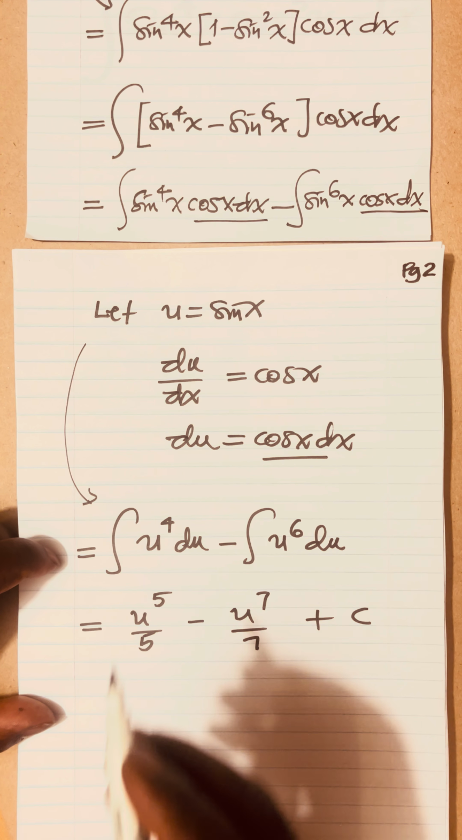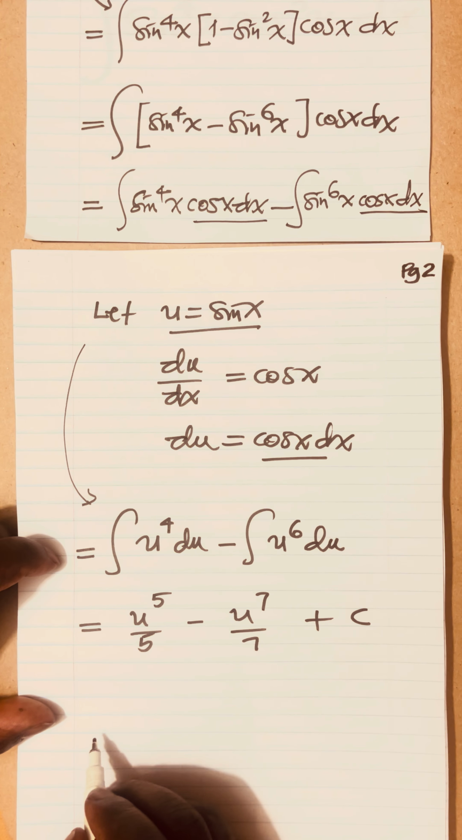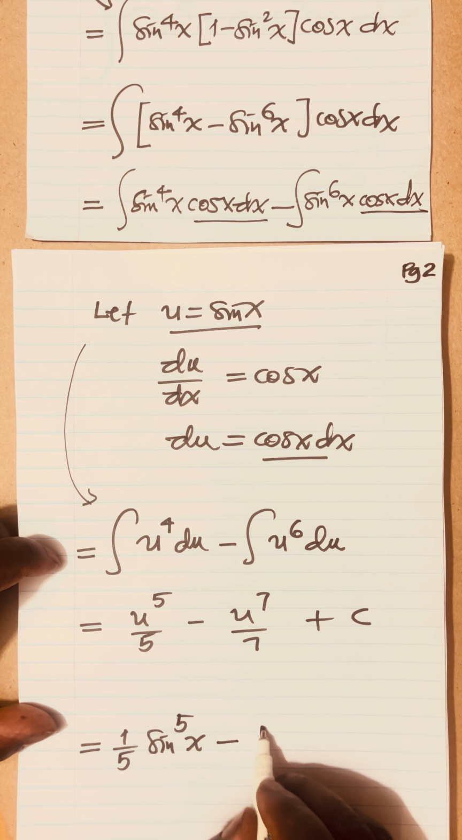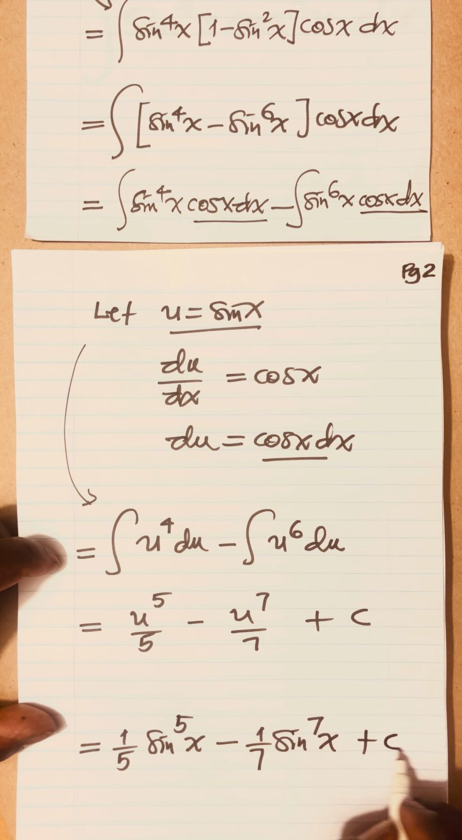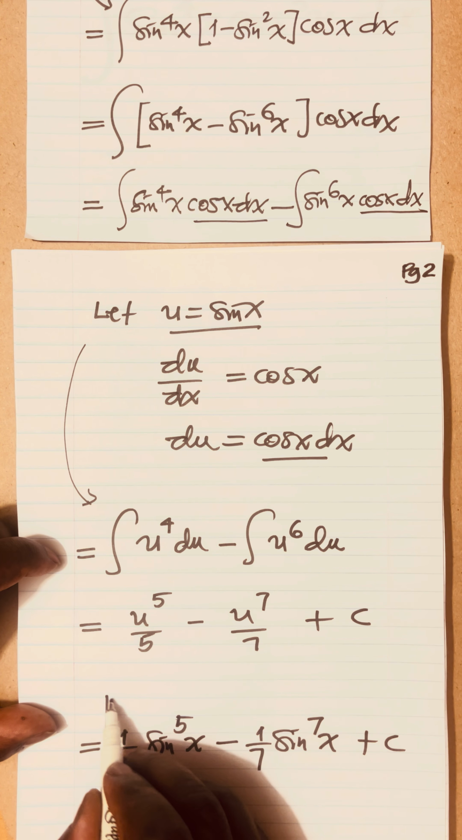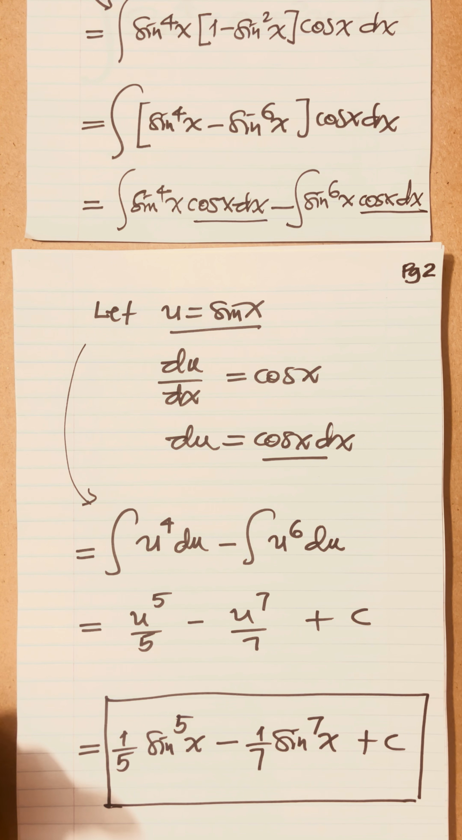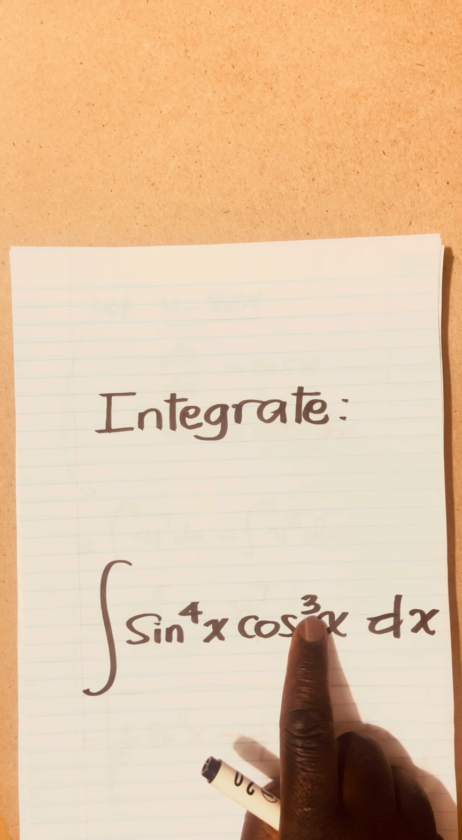Now what is u? Well, if you check here, u is just sine of x. So therefore our final solution is going to be 1 over 5 sine to the power 5 of x minus 1 over 7 sine to the power 7 of x plus c. This is the final solution to the integral. Let me show you the integral we have been working on in this video. It's this integral here. Remember, sine has an even power, cosine has an odd power, and I said you work on the odd power.